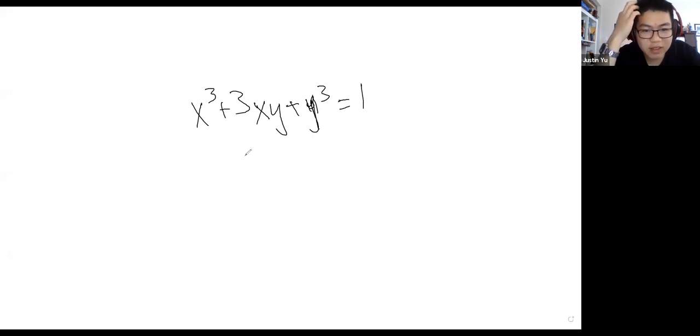I mean, this is really hard to see. We have this x cubed and this y cubed. These are degree 3, but this is degree 2. I'm seeing a lot of sums of cubes, but it won't really mix nicely with this. I'm seeing a lot of ideas.